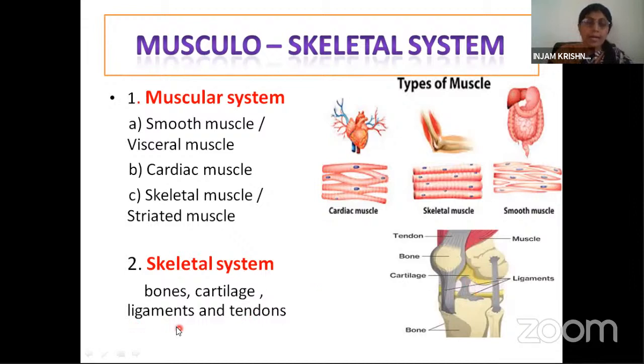Next, ligaments. Ligaments connect the bones, two bones. See here, this is one bone, this is the other bone. These two bones are connected by ligaments. Tendons, yes, we need this now. See here, this is the tendon. A tendon connects the bone and muscle. This is also one kind of connective tissue. This is the brief introduction of the musculoskeletal system.